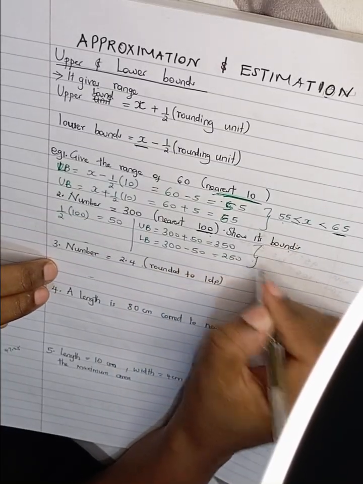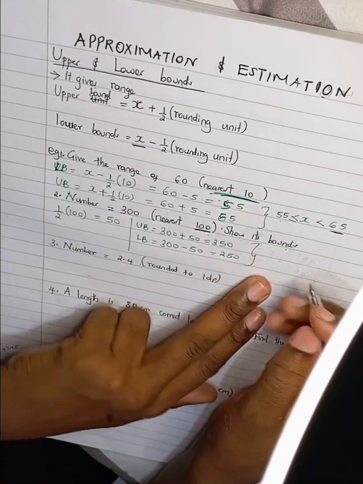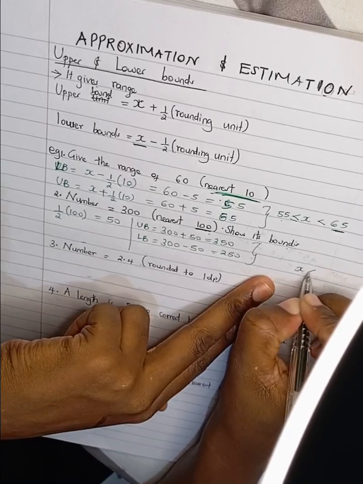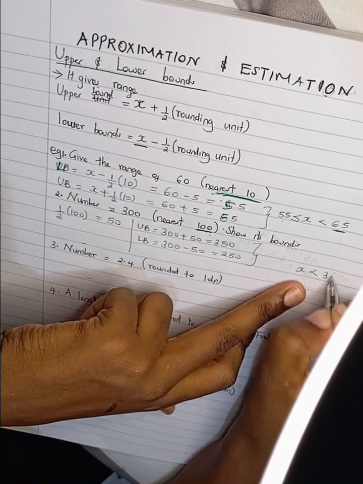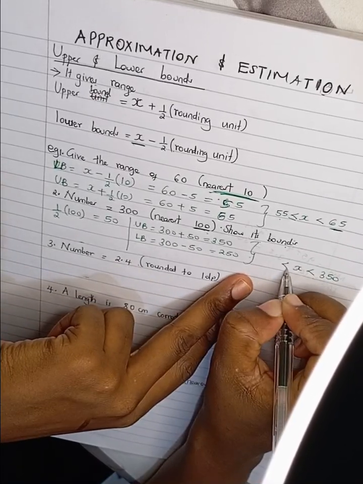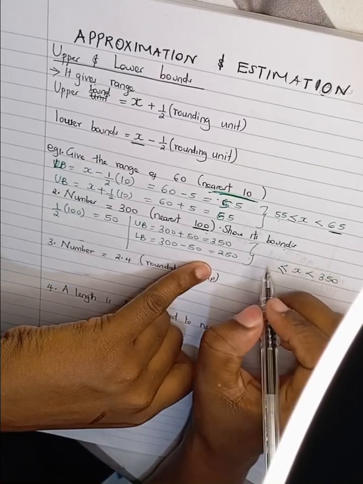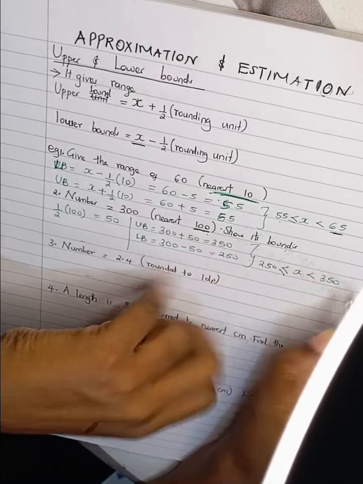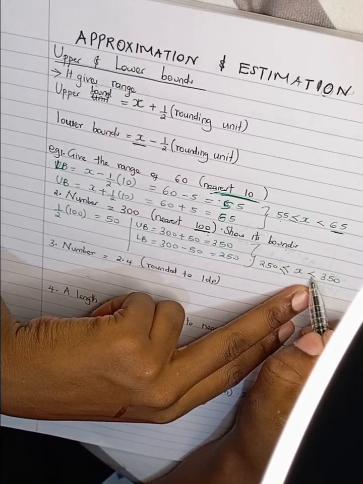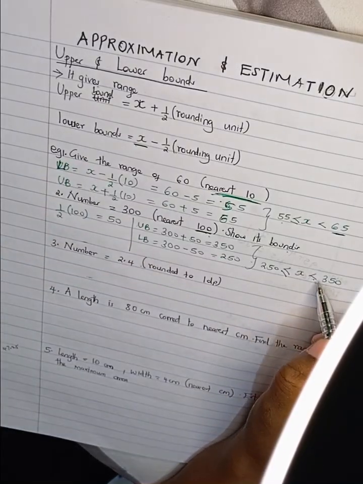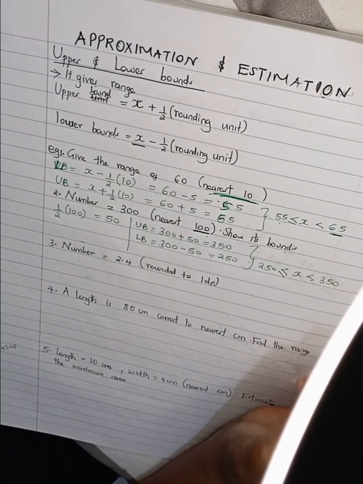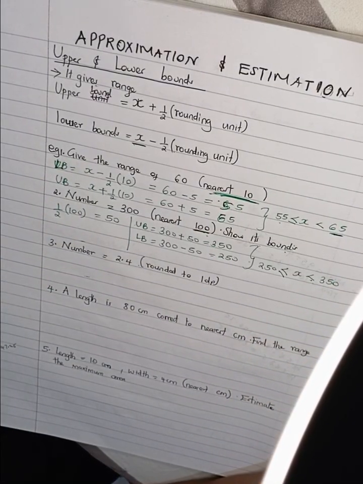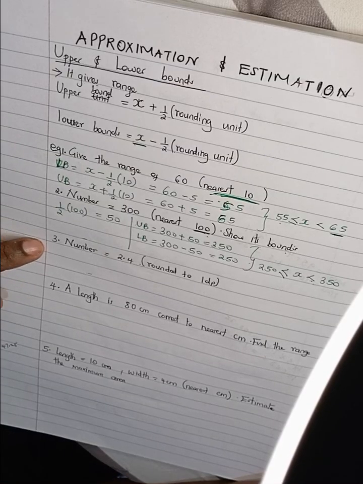That is the correct answer there, and you can also give the range as x less than 350, which is the upper bound, and greater than or equal to 250. Remember not to include the equal sign with the upper bound in this inequality, because 350 is never included in the values of x. We have another question here.